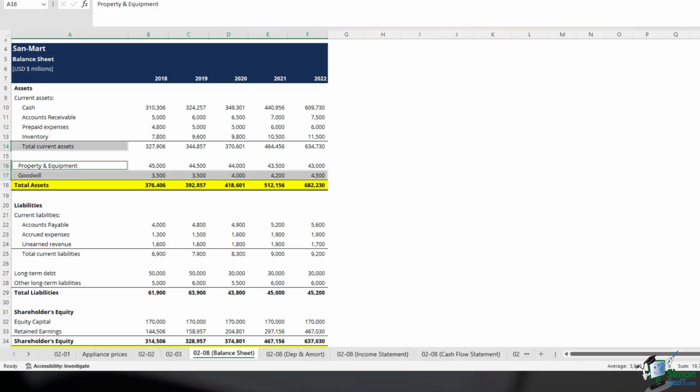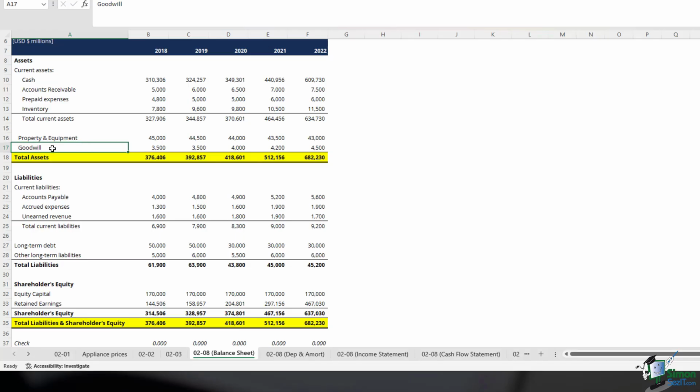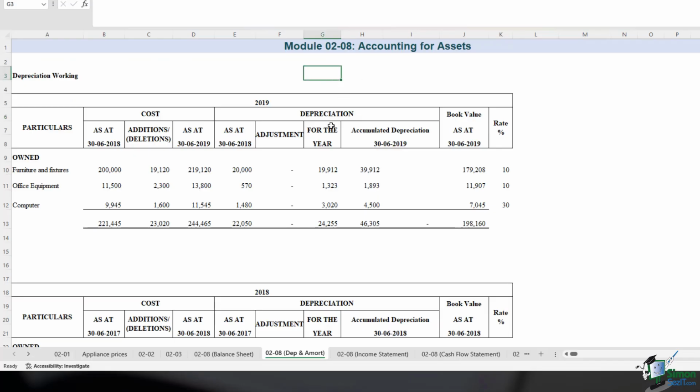But intangible assets, just like the tangible assets, such as property, plant, and equipment, are subject to amortization, which is a process of allocating the cost of intangible assets over their useful life. So for tangible assets, we have the concept of depreciation, and for intangible assets, such as goodwill, we have the concept of amortization. Now let's move on to the next tab.